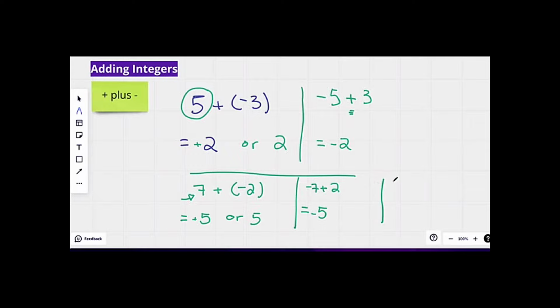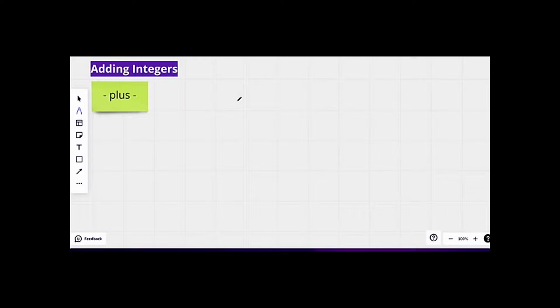Now what if we had our numbers like this? 2 plus negative 7. What do we do then? The steps don't change. We just grab our greatest number, we subtract the smaller number. So in this case, we've got our 7, we subtract the 2, it's still going to be 5, and we keep the sign of the greatest number, which is the 7, and it's a negative, so it's -5.